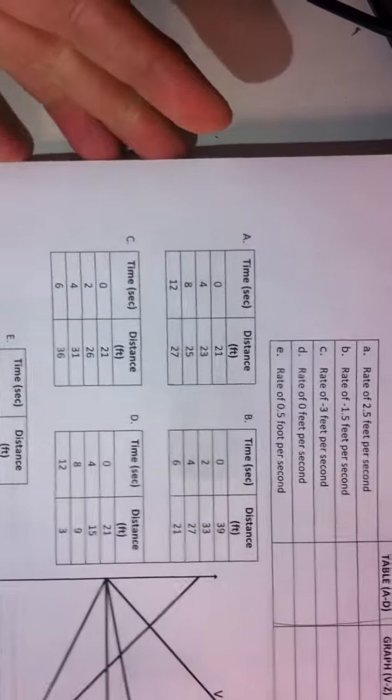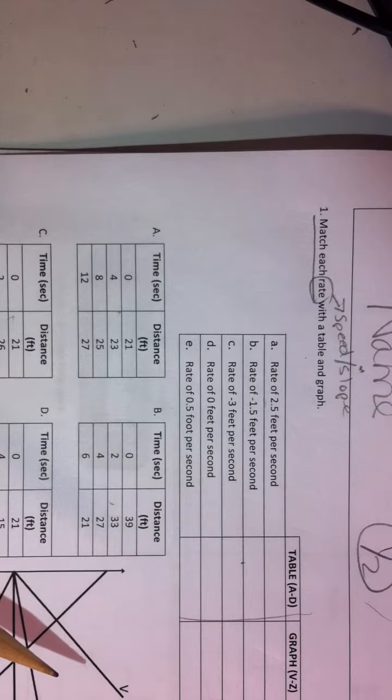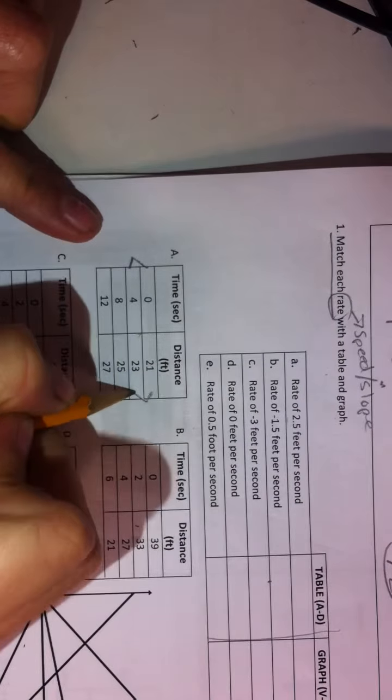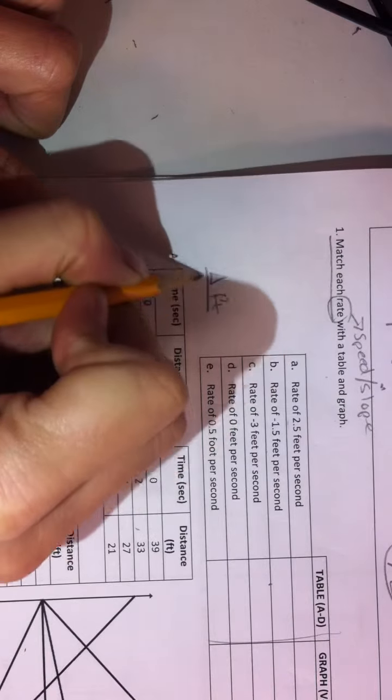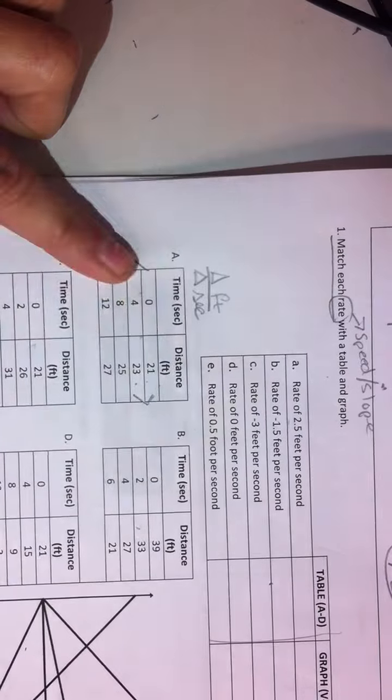We've got 1, 2, 3, 4, 5 choices for the tables, and we've got 1, 2, 3, 4, 5 to match up. So that means we're going to use every table once. Let's take a look here. They've given us rates. So what we've got to do is find the rate for each table and then match it up. We should be able to do this. Remember, rates are the difference in distance over the difference in seconds. So we're going to take the change in feet and divide it by the change in seconds.